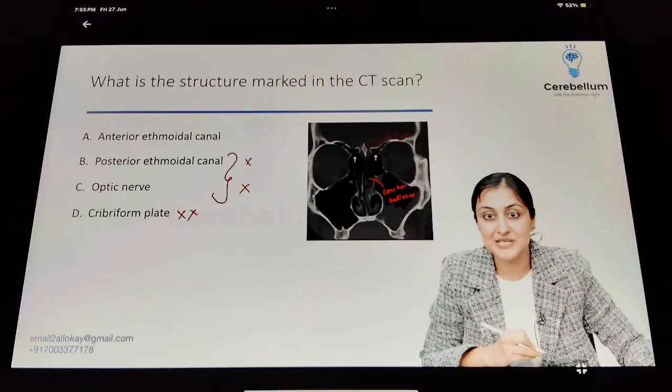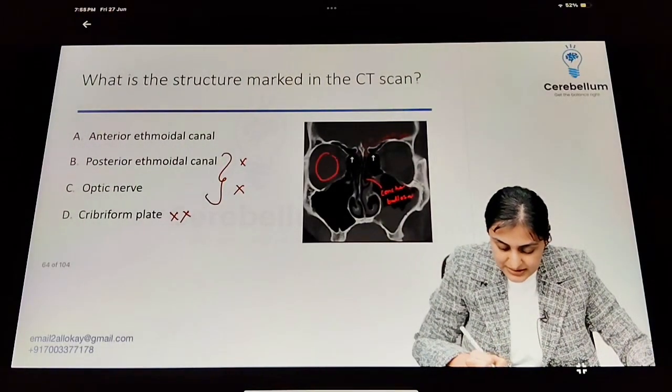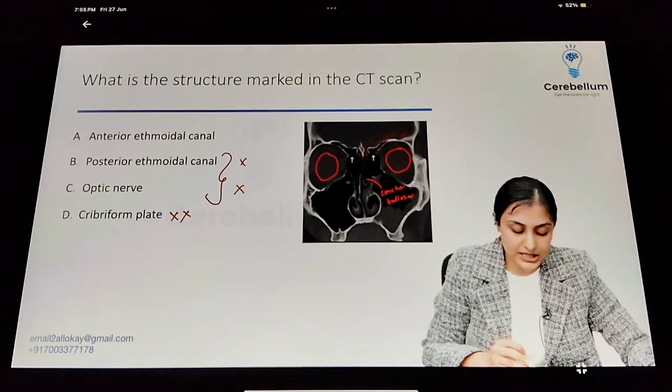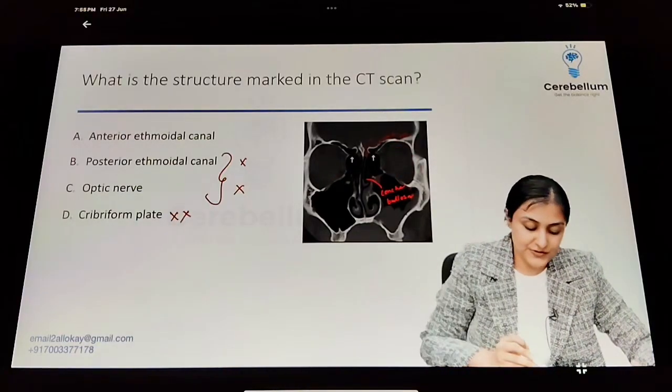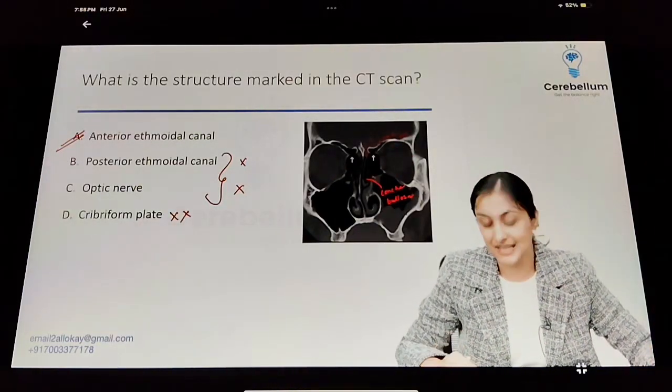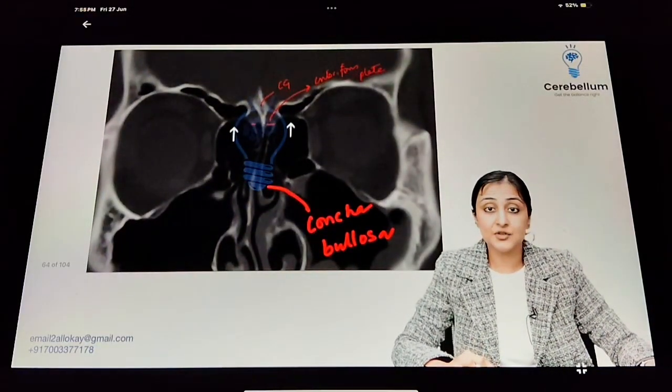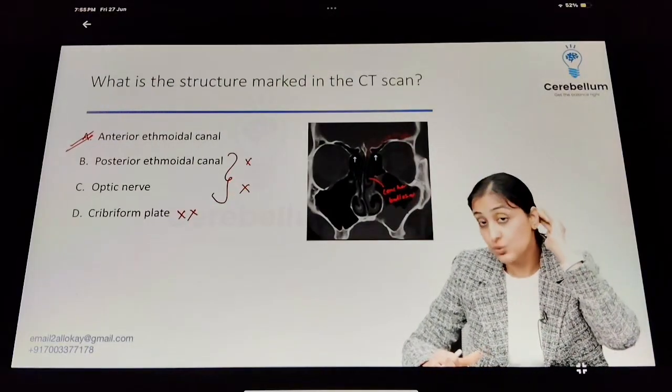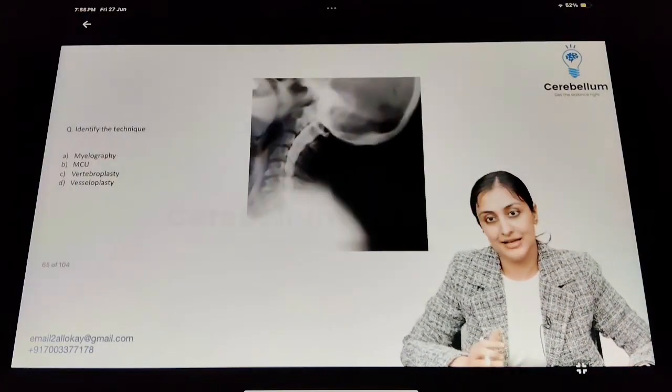We are anterior. I'm not going to be seeing the optic nerve here where you can see the globe, isn't it? So this is where you're seeing the globe. So I can't see the optic nerve at this point. So what is this? This indeed is the anterior ethmoidal canal. Nobody expects you to tell the anterior ethmoidal canal, but they just want you to rule out the others, right? So that's what you need to know in paranasal sinus.